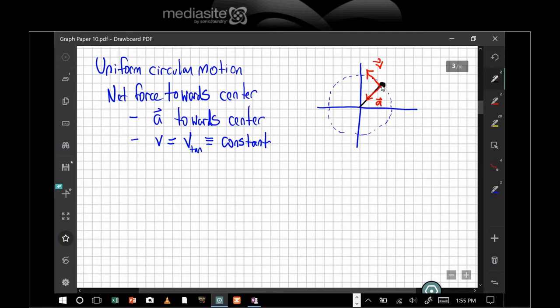Now the acceleration changes because obviously the length of this vector doesn't change, but at some other time it points with the same length in opposite directions. So the velocity changes, but the speed does not. Okay, does that make sense?